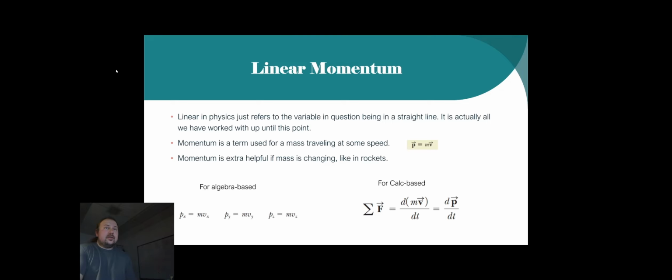So first off, linear in physics just refers to the variable being in a straight line. It's actually all that we've really worked up to at this point. Most everything that we have, forces go in straight lines. They might be at an angle, but we break them down into their component forms. We also have power, energy, everything that we've seen is things moving in straight lines for the most part, right? Everything that moves along, you move a box along the floor, or the cat jumps up in the air, or any of these things can be modeled as straight lines.